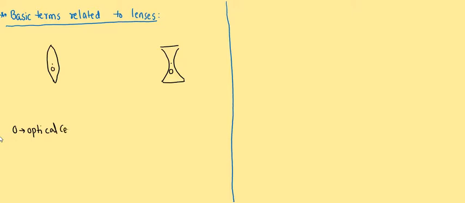What happens through the optical center? Through the optical center, light passes without deviation, without bending, without refraction. Now this is the convex lens. You form a sphere based on this convex lens. For example, I am forming a sphere based on this.